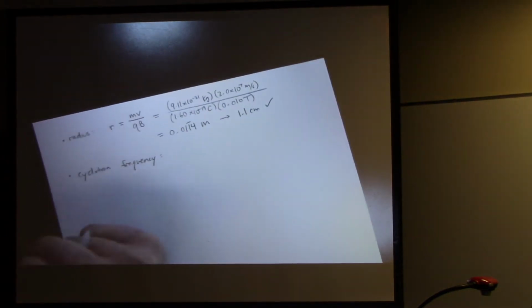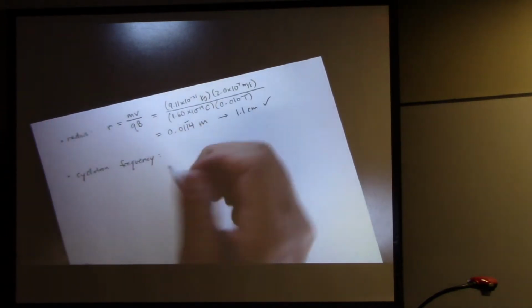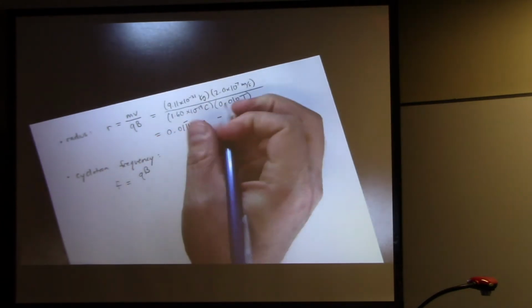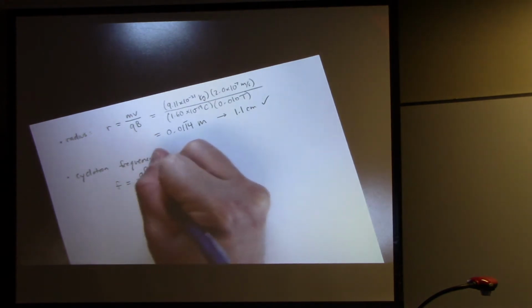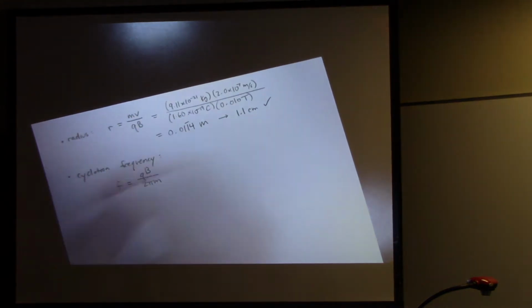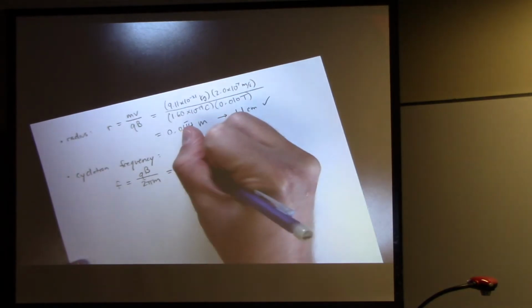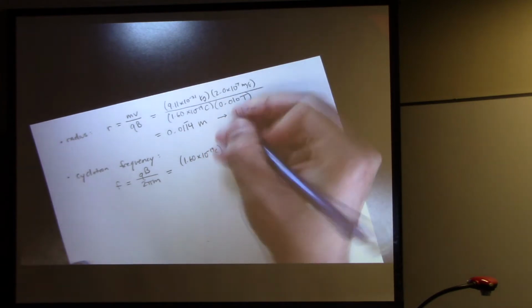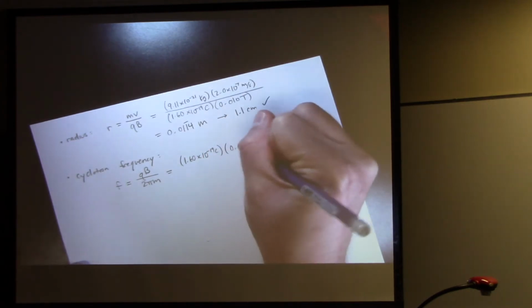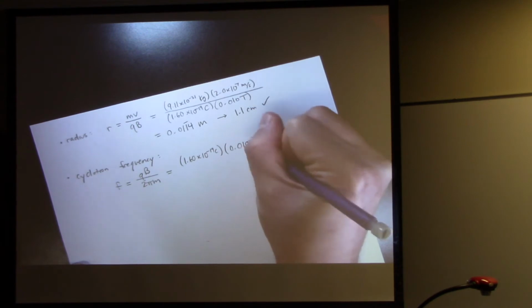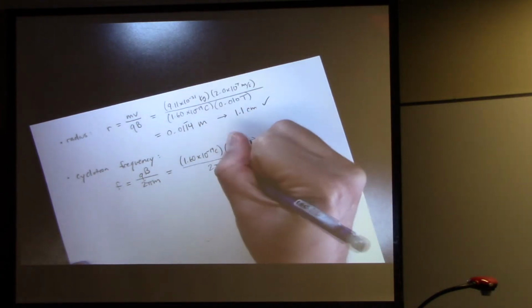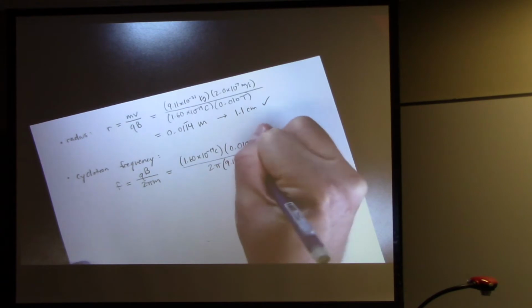And here's what we're going to get. Okay, so frequency is given by qB divided by 2 pi m. Let's plug in what we know. The charge, 1.6 times 10 to the minus 19 coulombs. B field strength is 0.10 Tesla. And then divide out 2 pi times the mass, which is 9.11 times 10 to the minus 31 kilograms.